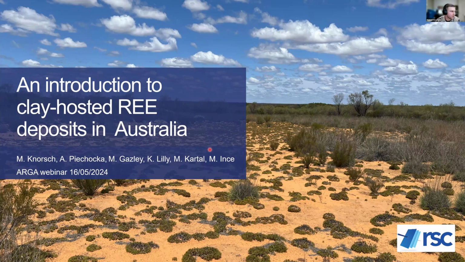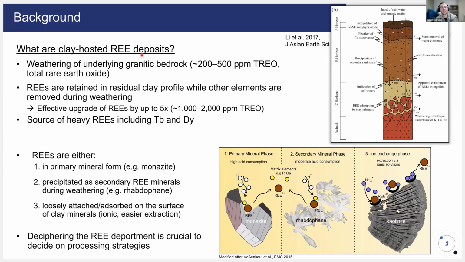So what are clay-hosted rare earth deposits? They normally form when underlying granitic bedrock is weathered, and normal granitic bedrock has around 180 to 200 ppm TREO, the sum of all the rare earth oxides together. Some more mineralized granites can have up to 500 ppm TREO. When that granite is weathered, what's left in the end is just halloysite and kaolinite and maybe some smectite or other clay minerals.